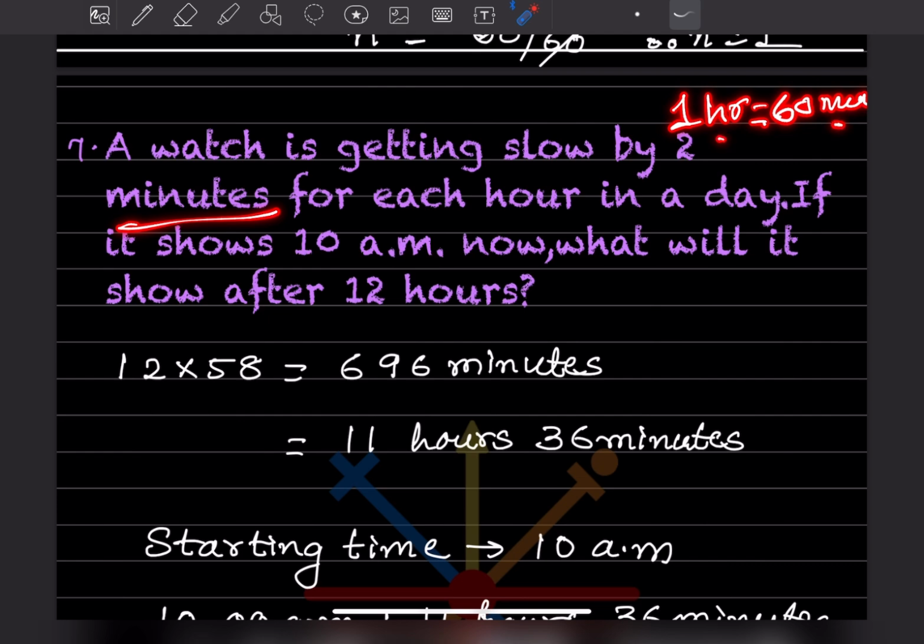So here what are we going to do? It is getting slow by 2 minutes. 2 minutes means it is just going to be 58 minutes. If they had asked seconds, then we could have considered that as 1 minute. So here 1 hour is 60 minutes. So this is 58 minutes.